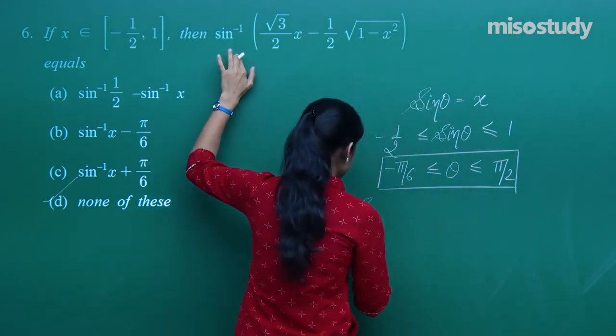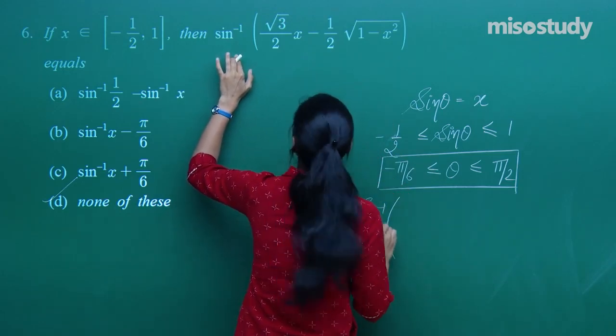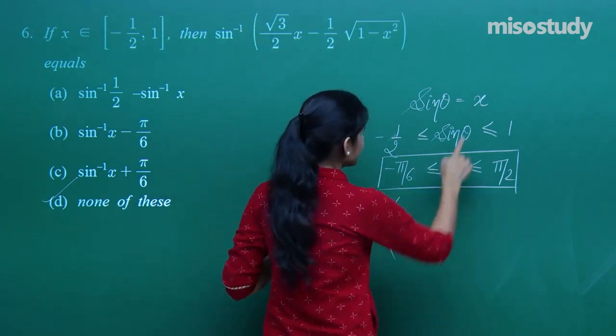Now understand this. This is sine inverse. This is root 3 by 2 into x. X is what? Sine theta.